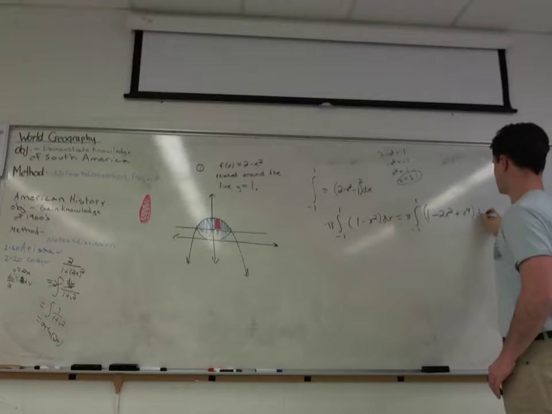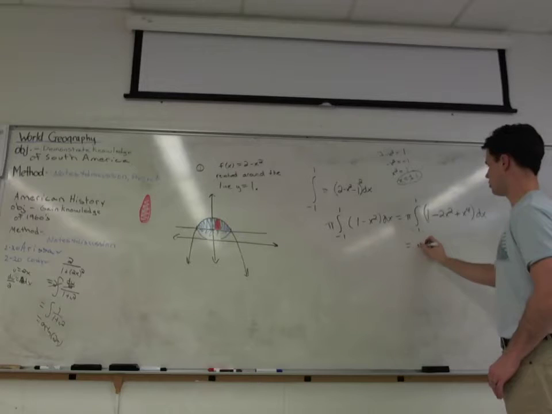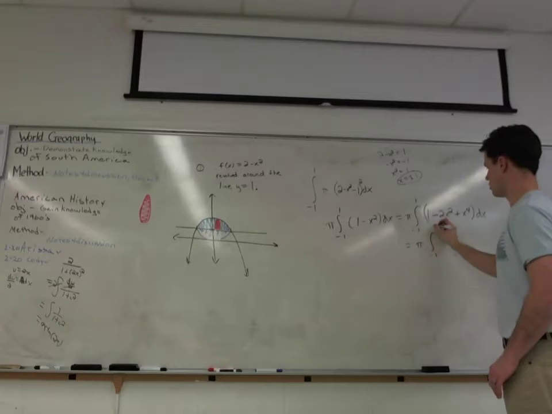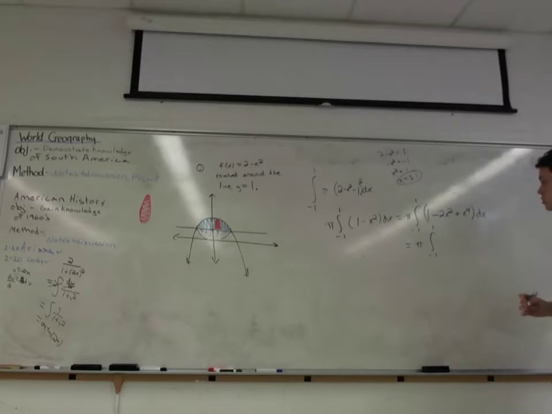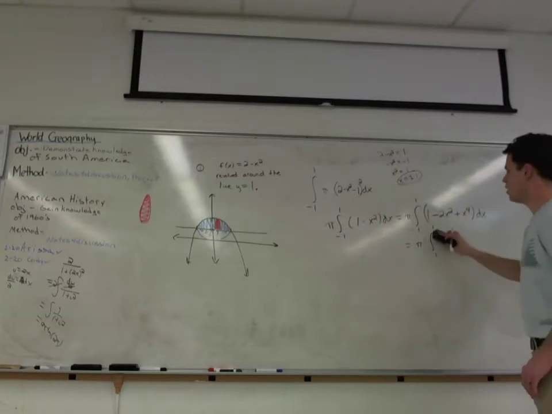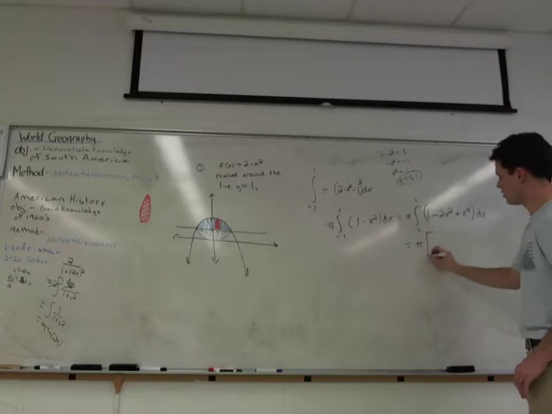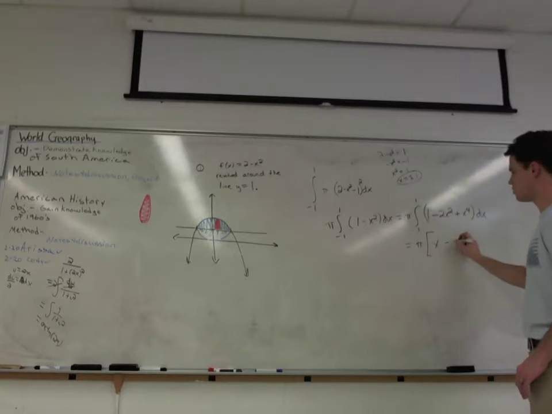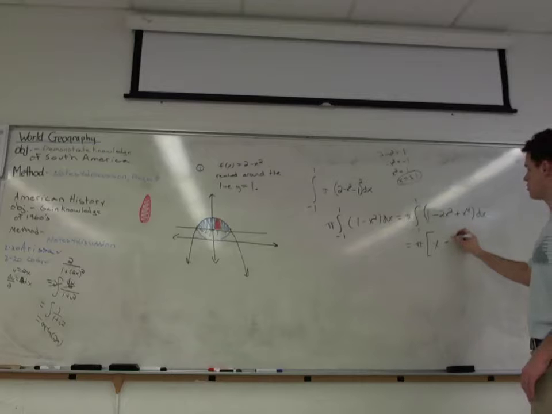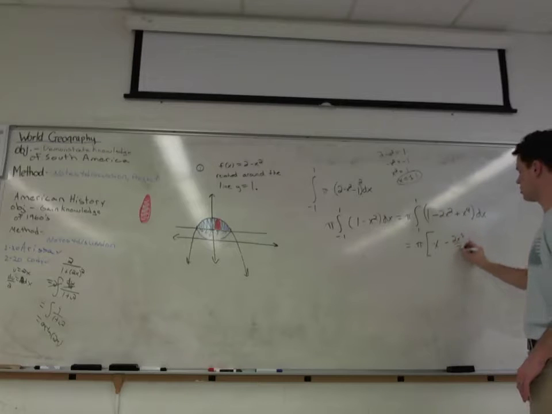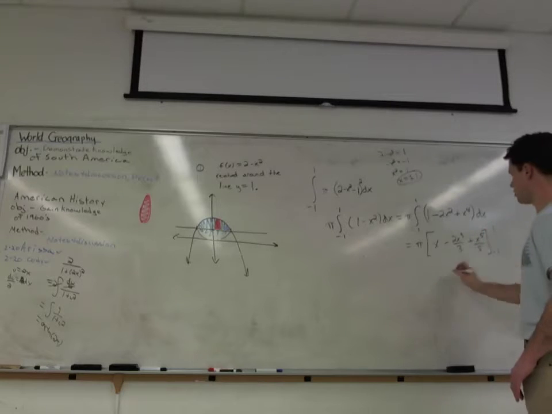Foil it if you need to. I use the shortcut formula. So now I can integrate. Now that's x, minus 2x cubed over 3, plus x to the 5th over 5, from negative 1 to 1.